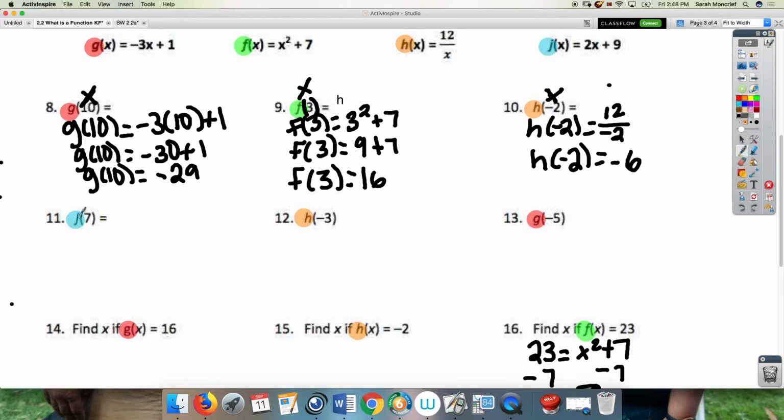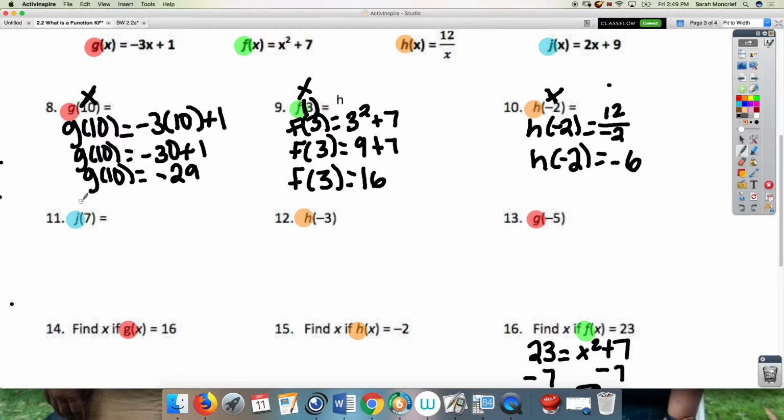All right, let's move on to 11. We already said that this one will match up to j of x is equal to 2x plus 9 because they share the name j. So this one gave me j of 7. Is 7 an input or an output? Why is it an input? Right, because it's inside the parentheses.